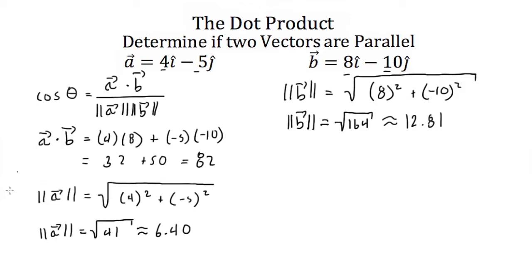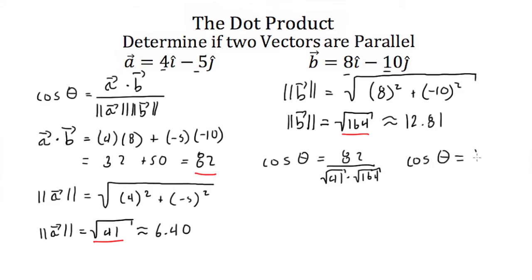Plug all this into our formula here. That means the cosine of theta is equal to our dot product, which is 82, divided by our two magnitudes multiplied together, so the square root of 41 and the square root of 164. Plug all of this into your calculator, and you'll find out that the cosine of theta is equal to 1. Take the inverse cosine of both sides, and you're going to find that theta is equal to 0.